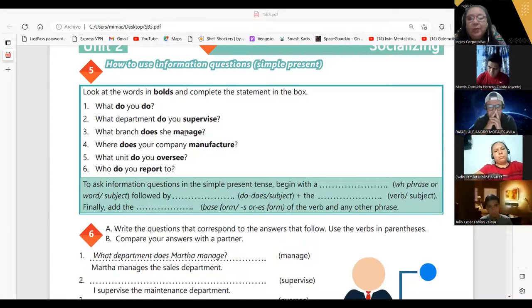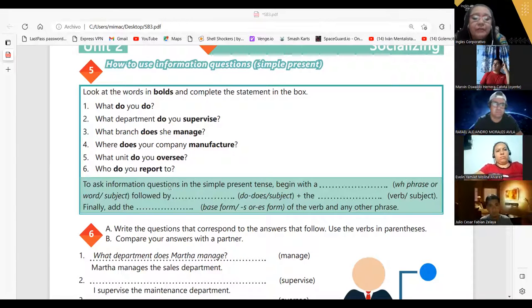Does manage. What branch does she manage? Where does your company manufacture? In San Salvador? In Santa Ana? In Sonsonate? La Union? Different places. What unit do you oversee? Do you keep an eye on? Do you supervise? Okay. Oversee means like supervise. Who do you report to?